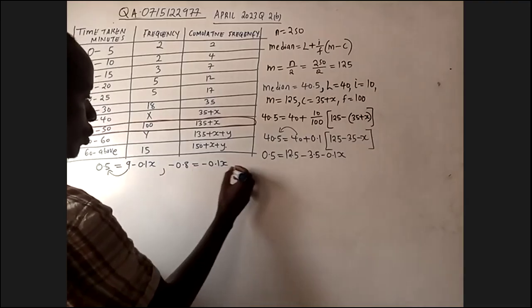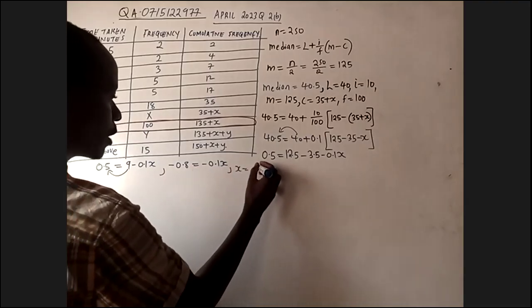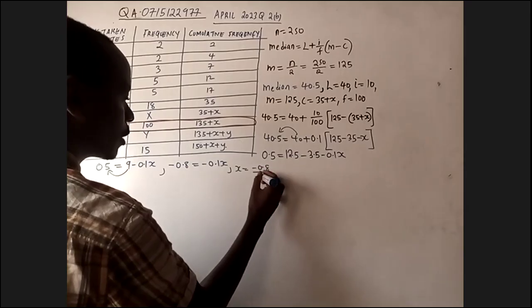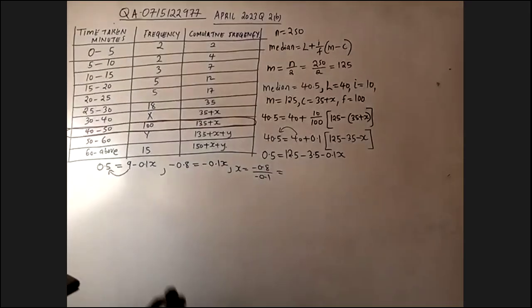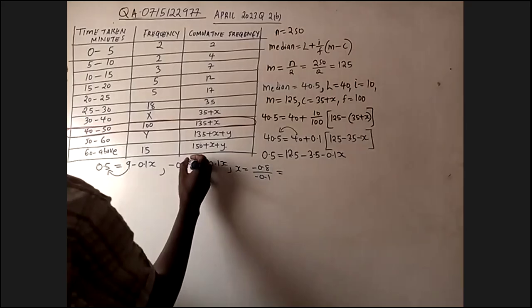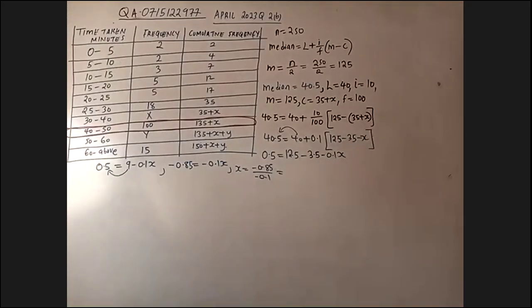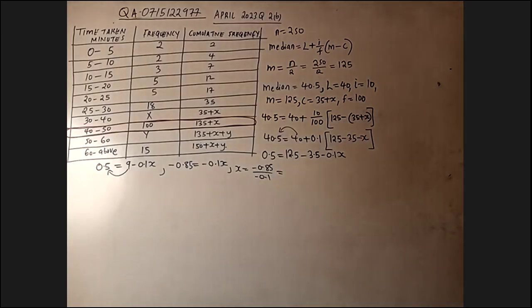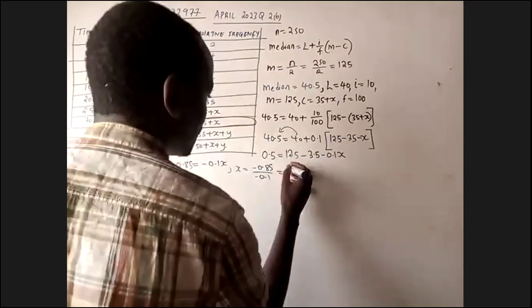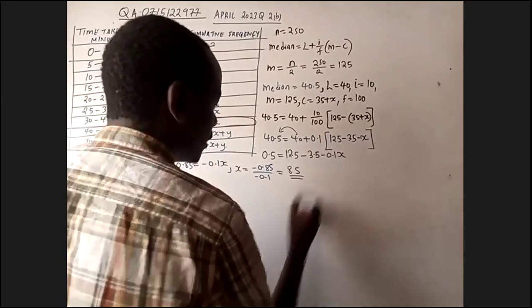So x will be equal to negative 8.5 divided by negative 0.1. This is 85. Now we have the value of x.